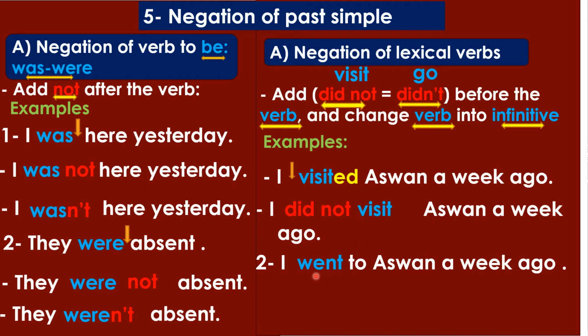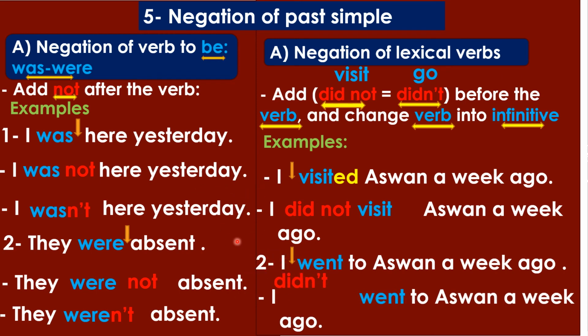We'll see another example with an irregular verb. I went to Aswan a week ago. So what we're going to do is put did not or didn't before went. So let's have a look at what is going to happen. We'll put did not before went and see what happens. Okay, this time I'm going to use didn't. I didn't, and went, I changed went into go. I didn't go to Aswan a week ago.